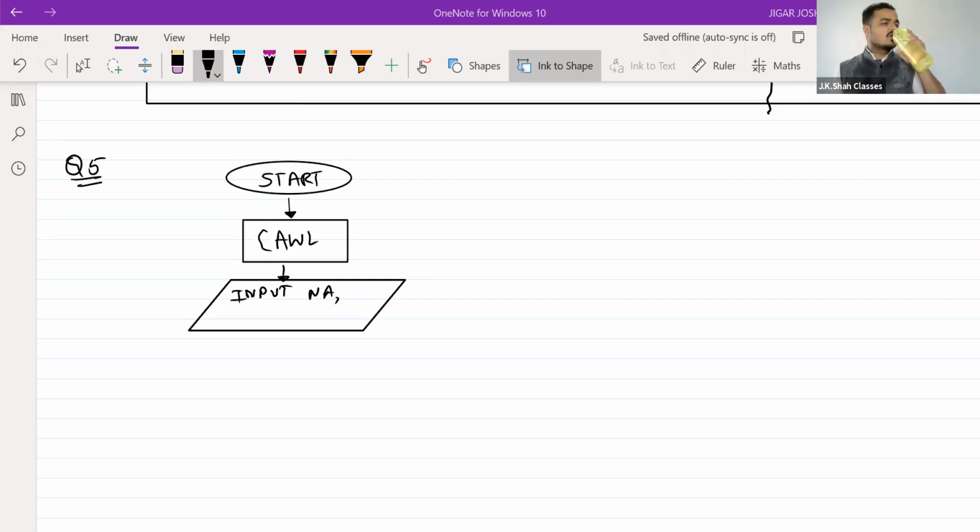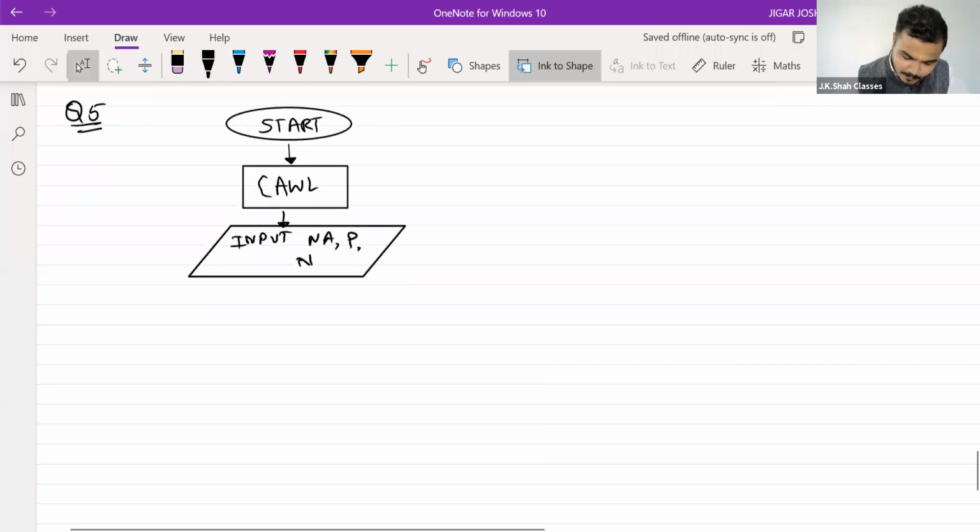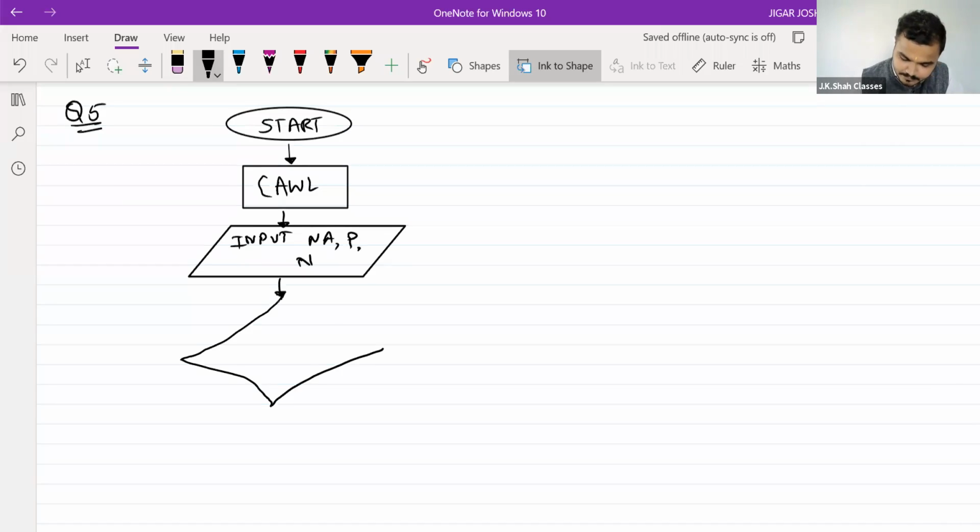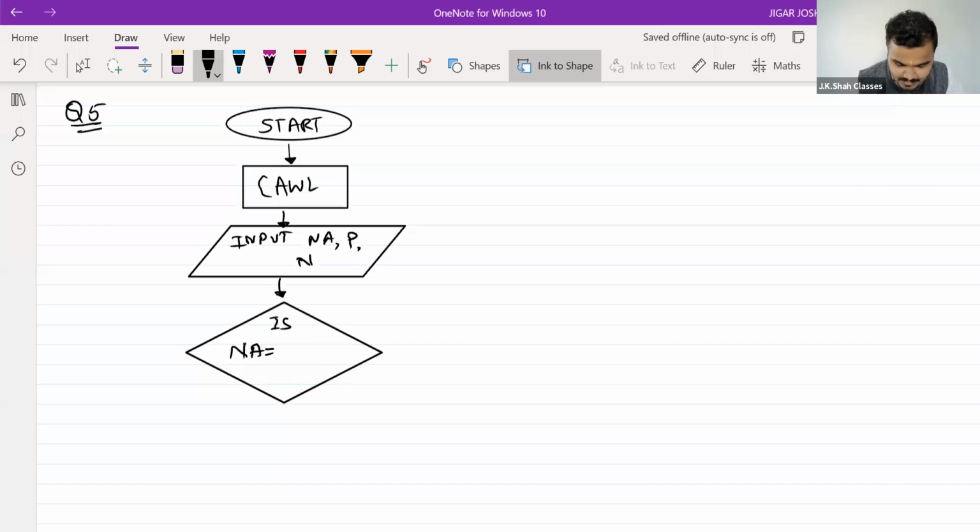What do you have to calculate? Sir, simple interest. Then, sir, you want principal amount and number of years. Yes? Yes, sir. Now, what would be our first step, people? Sir, first step would be very simple, sir. We'll ask if nationality is equals to.